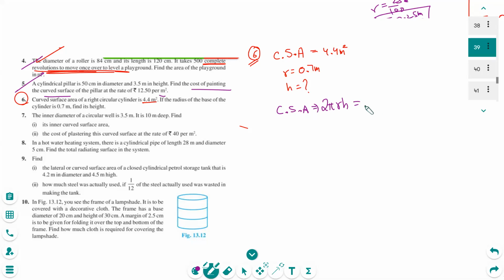Now the curved surface area in the given question is 4.4. Now 2 pi is 22 by 7, r is 0.7, h has to be calculated. I will just put this decimal here and here. I'm not going to calculate this for you. You need to calculate for me. Quickly tell me what is the value of h instead of looking at the back of the exercise. That is one way of doing it.